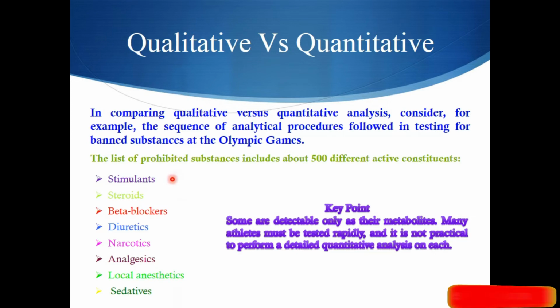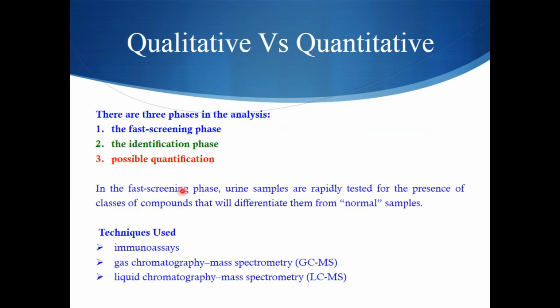So, what will doctors do? What will analysts do? They will test the athletes rapidly. First, they will test qualitatively only from the urine metabolites, right? From the urine metabolites, and then the doctor will decide whether they will go for the quantitative test, or only the analytical test can serve their purpose.